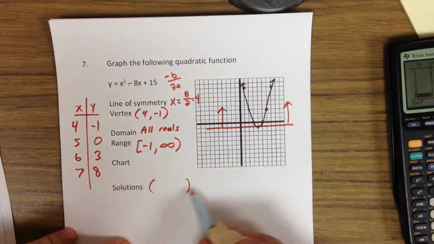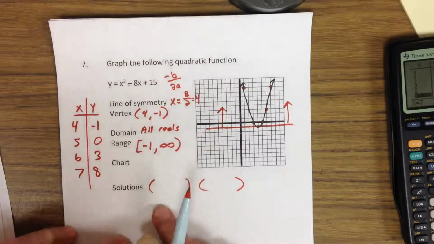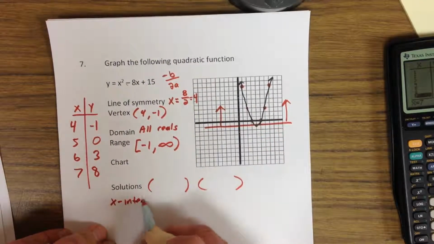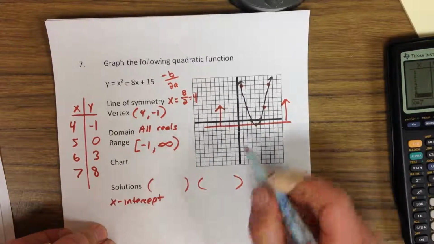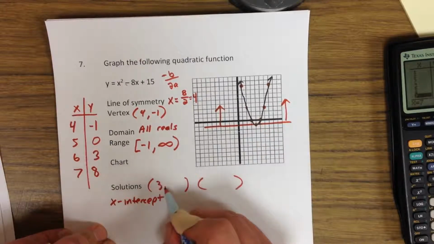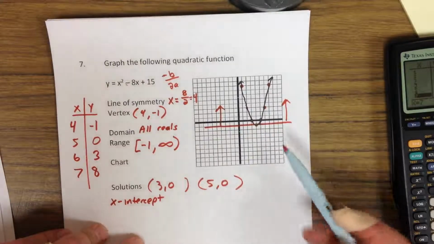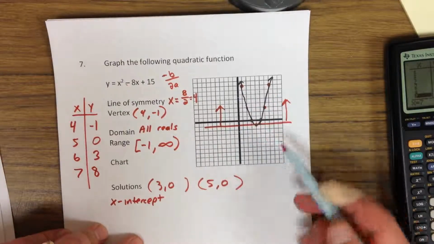And then solutions. Solutions are x, really, it's asking for x-intercepts. So our two solutions, it looks like, are (3, 0) and (5, 0). Solutions are where this graph is equal to 0.